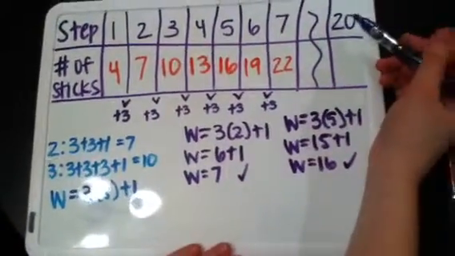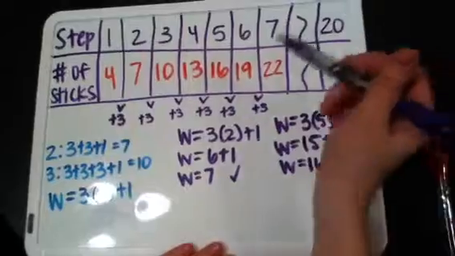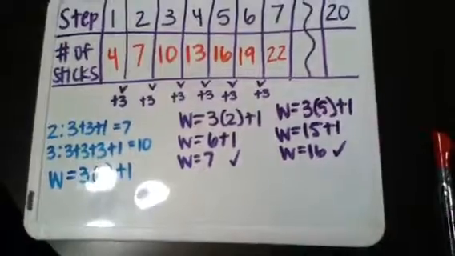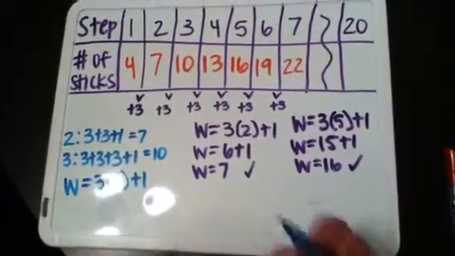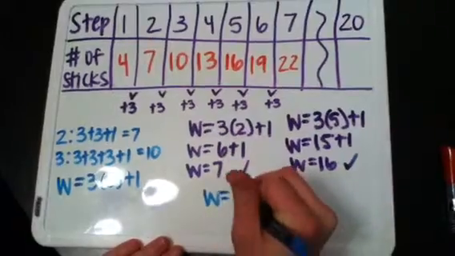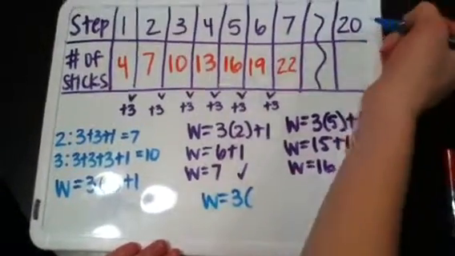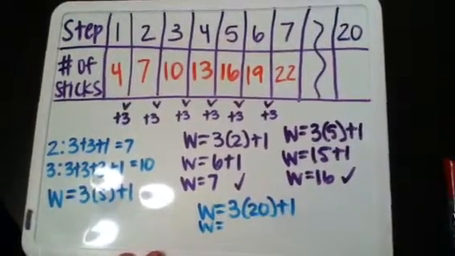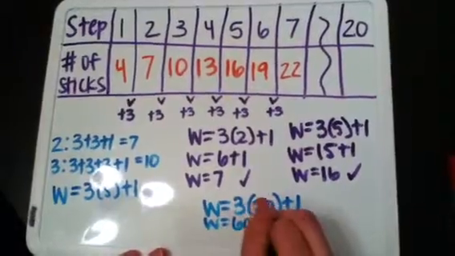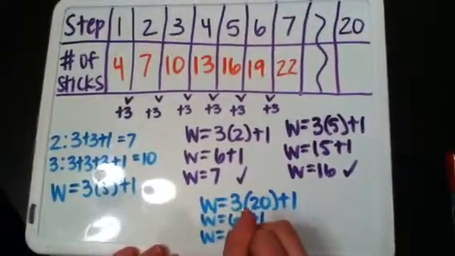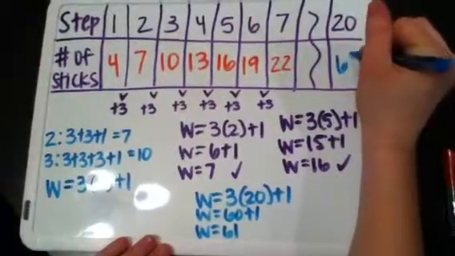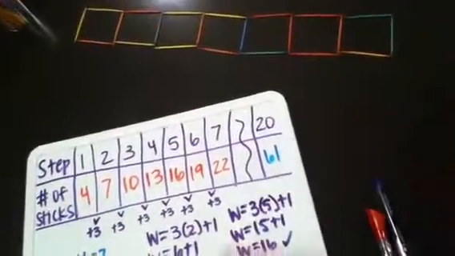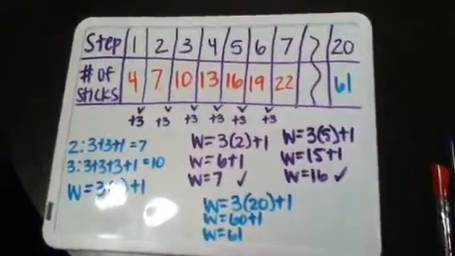So now we want to find step 20. How many sticks are in 20 windows? That's what we want to test right here. We're going to use our same equation. W equals 3 times the step 20 plus 1. We know that 20 times 3 is 60, so 60 plus 1. W equals 61. So when we created 20 windows, we were going to have 61 popsicle sticks.